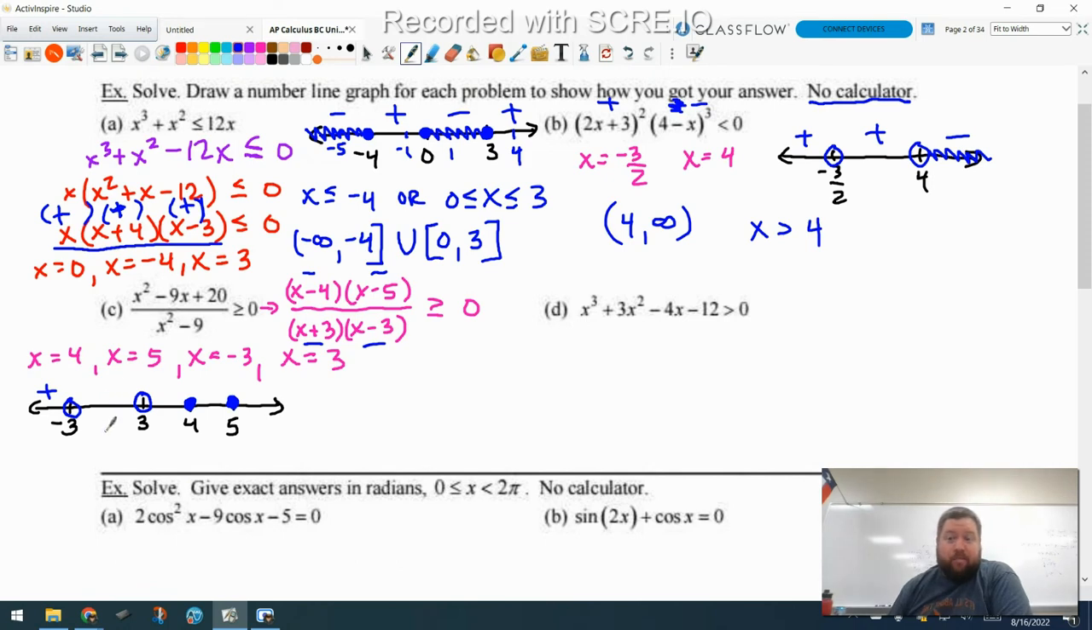All right, I'm going to plug in 0. 0 minus 4, negative. 0 minus 5, negative. 0 plus 3, positive. 0 minus 3, negative. 3 negatives make a negative. All right, now we have to do decimals, but it's okay because we're just doing positives and negatives anyway. So 3.5, 3.5 minus 4, negative. 3.5 minus 5, negative. 3.5 plus 3, positive. 3.5 minus 3, positive. 2 negatives make a positive. 4.5.